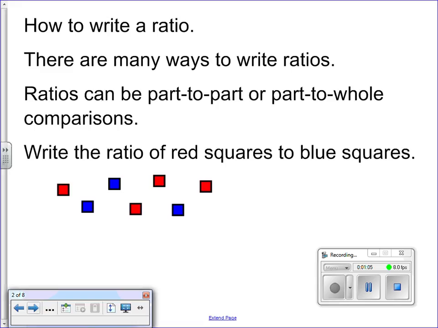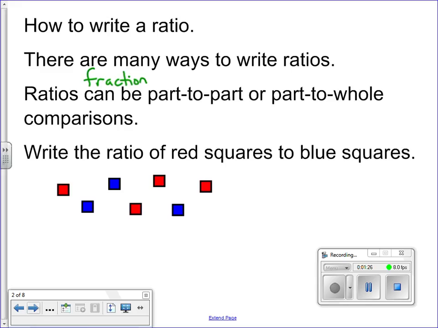Well, there's a couple different ways. We're going to focus mainly on three ways. The first way that we can write a ratio is to write a fraction. It looks just like the fractions we've been dealing with: a numerator over a denominator, using that same fraction bar. It means a little bit different thing when you have it as a ratio as opposed to a fraction, but it still looks the same.